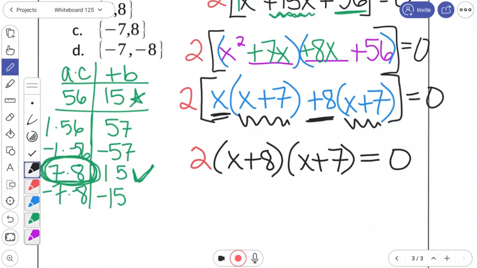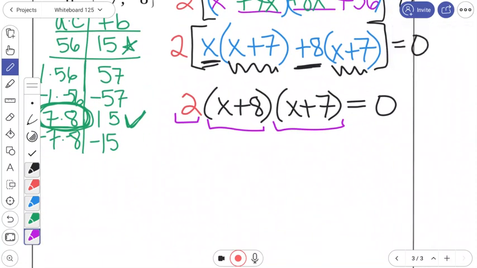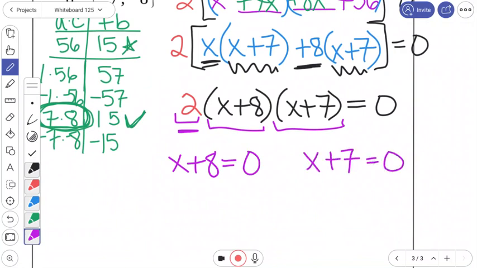Now, when you multiply three terms together, which is what we have right here, we have 1, 2, 3 terms. When you multiply any set of terms together and your answer is 0, that means one of those terms has to equal 0. It's impossible for 2 to equal 0, so I'm going to throw that one out, but x plus 8 can equal 0, and x plus 7 can equal 0. So how do I solve for x in both of those instances? Well, first one, we're going to subtract 8 from both sides of our equation, and that gives us x equals negative 8.